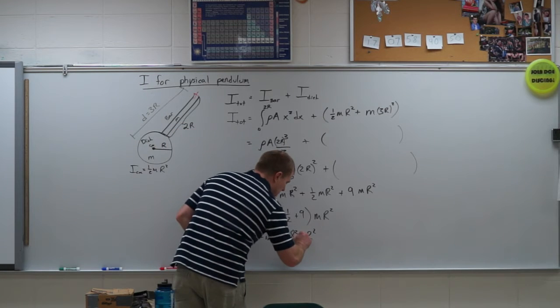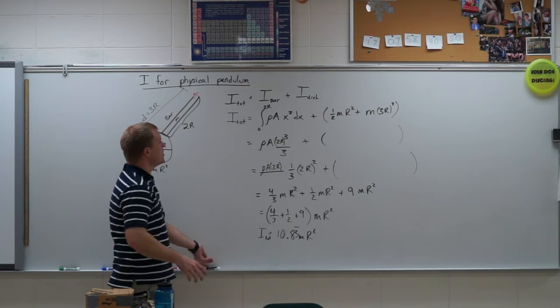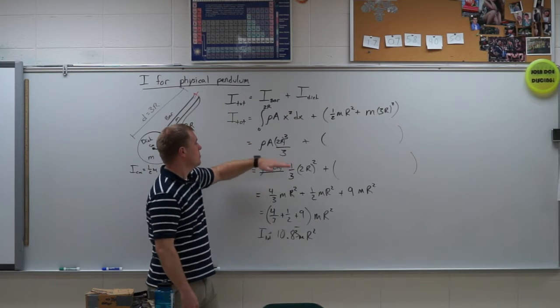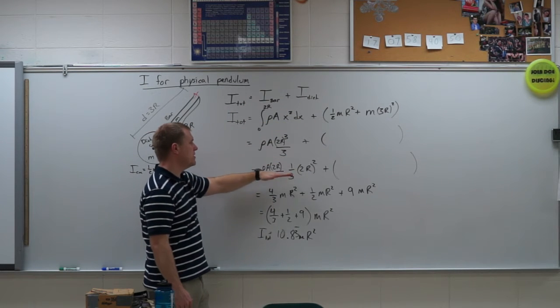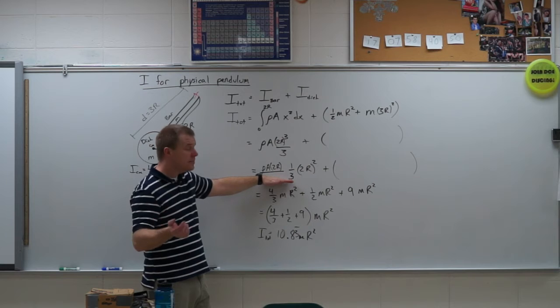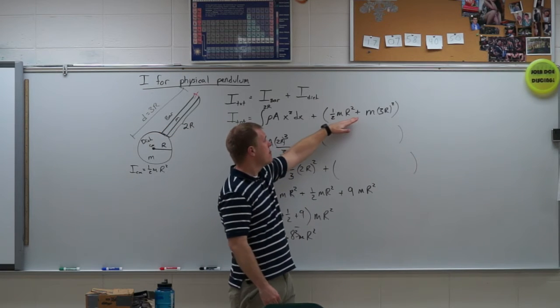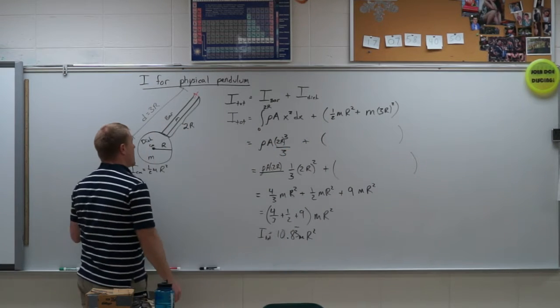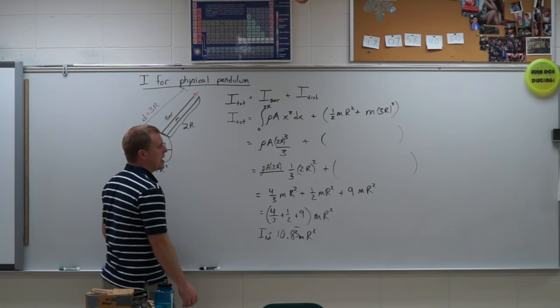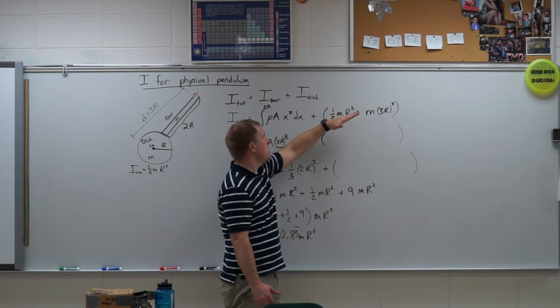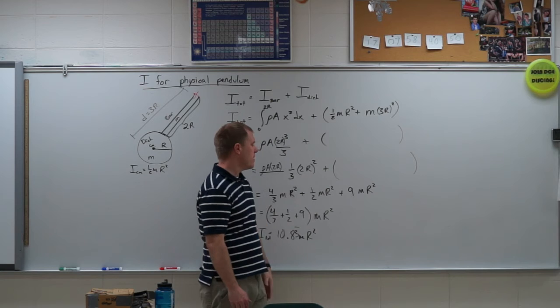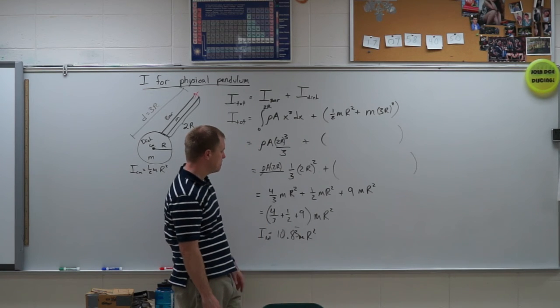10.83 repeating. Whenever you have multiple objects, you just have to add their moments of inertia together. With a rod, you can use the integral method to find the moment of inertia about any point along the length of the rod, along that kind of a vector. And then for the disk, we're going to use the parallel axis theorem to find that moment of inertia there. There you go.